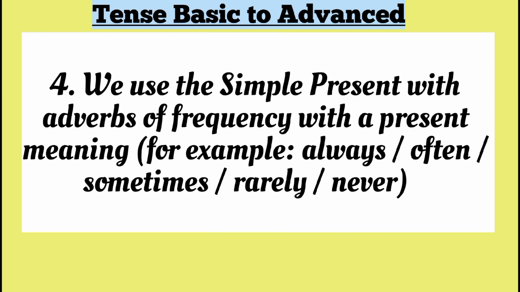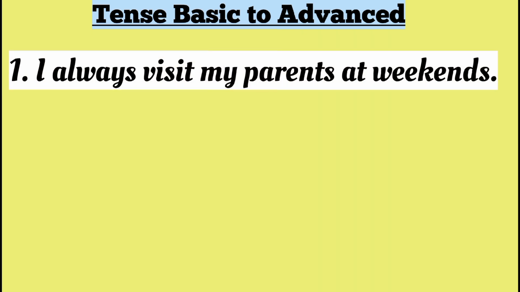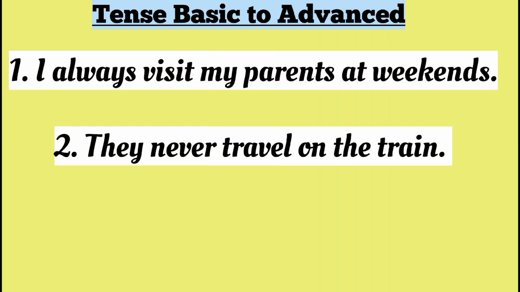Fourth example, we use the simple present with adverbs of frequency with a present meaning. For example, always, often, sometimes, rarely, never. These are all adverbs of frequency. Let's see the examples. I always visit my parents at weekends. They never travel on the train.